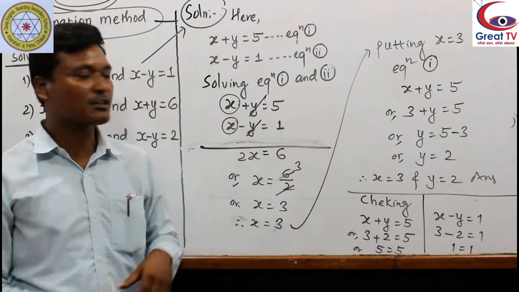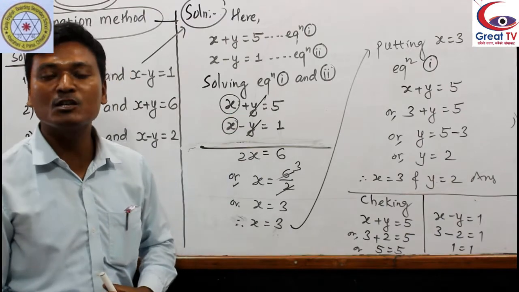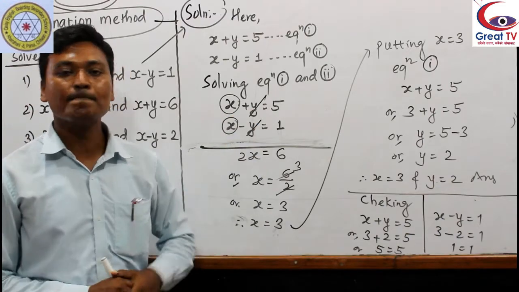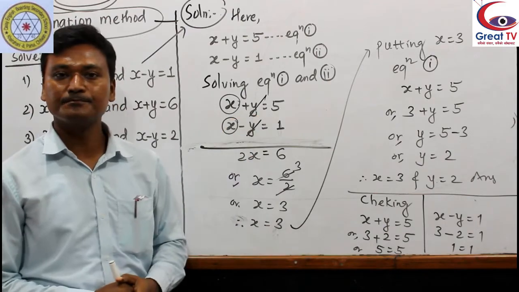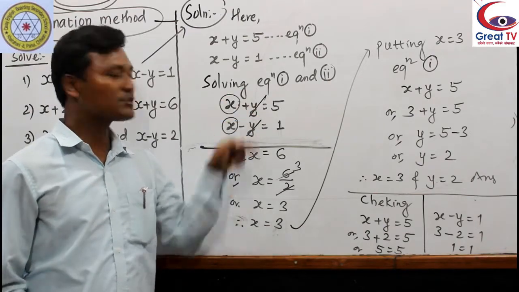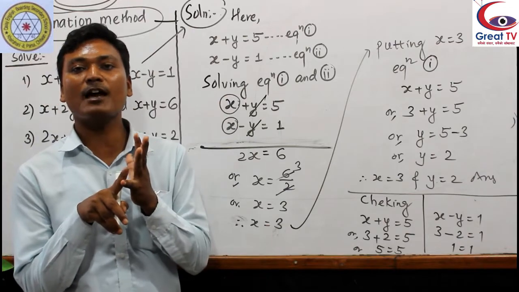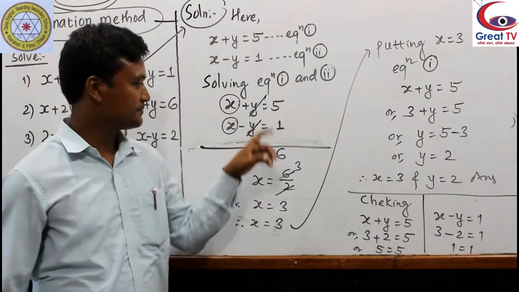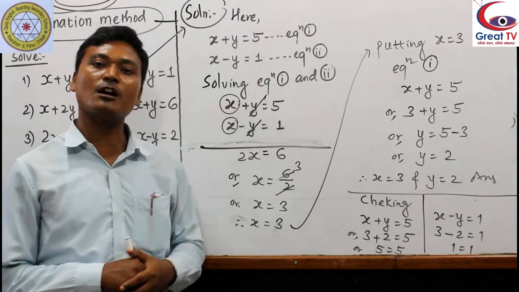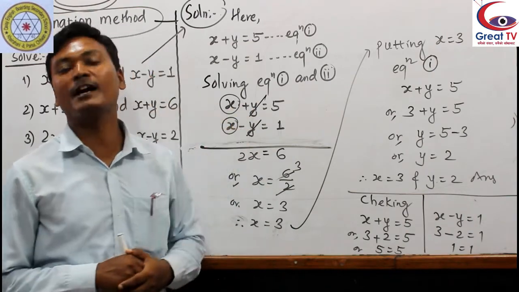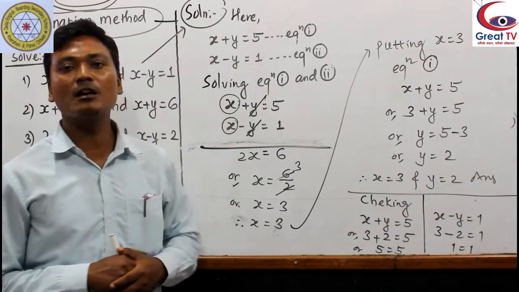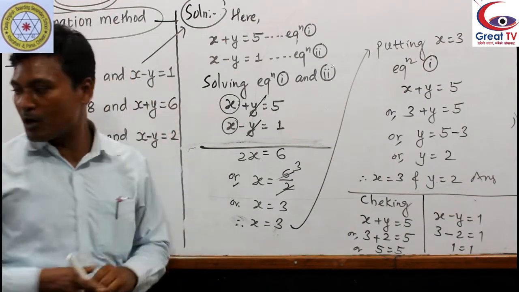But my dear students, be careful when we are eliminating y variable. The coefficient of y should be the same. And the next thing, in the solving step, pay attention to how the y variable gets eliminated. If one is negative and one is positive, we add. If both are negative, we subtract. If both are positive, we subtract. Let us check the next problem.